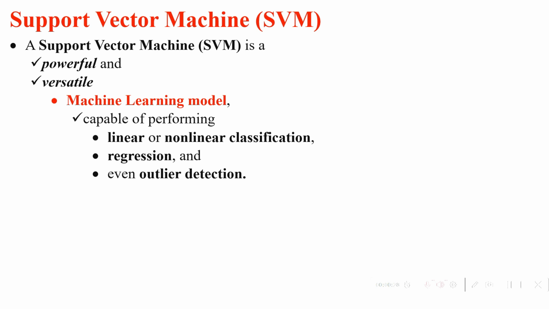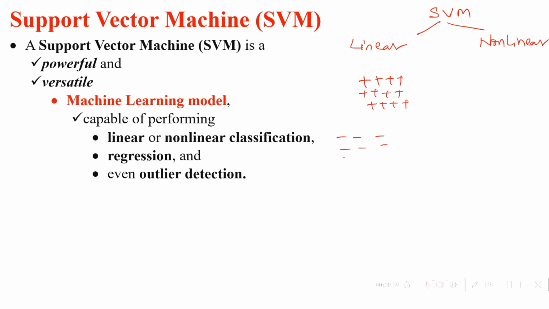So here we can see the meaning of linear and nonlinear classification. Support vector machine classification contains two types: one is linear classification and the other is non-linear classification. Here the data points look like this: there are two class labels. These are the positive points, and these are the minus, negative points.